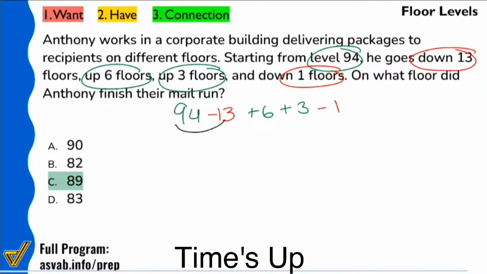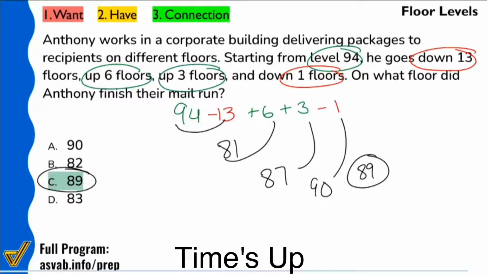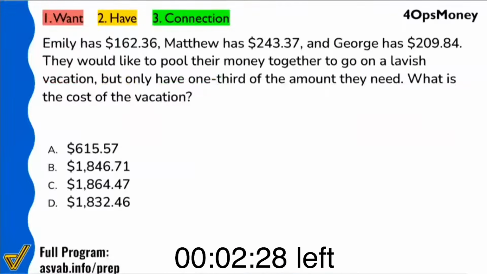From there, boom, 81. Boom, 87. Boom, 90. Boom, 89. That's the final floor. Answer choice C is correct. Coming up next, number 2. Again, we're going through in just 2 minutes, so the timer ends at 30 seconds. Let's go.